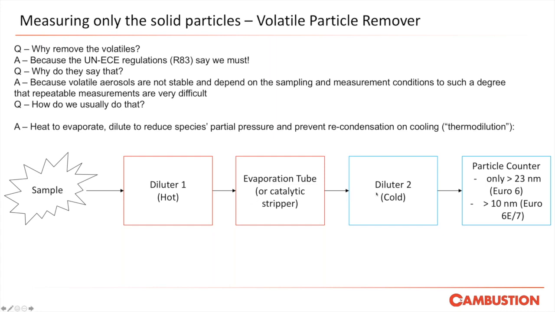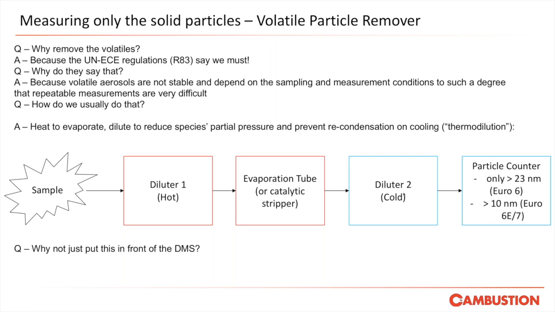And then we have a second stage of dilution. Now that second stage of dilution is principally there to cool down the sample, because we're actually going to count these particles with a condensation particle counter here on the right, and condensation particle counters cannot normally take a hot sample. So this is designed to reduce the temperature effectively.